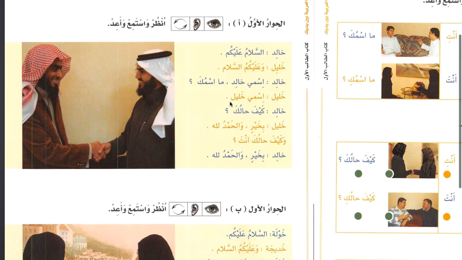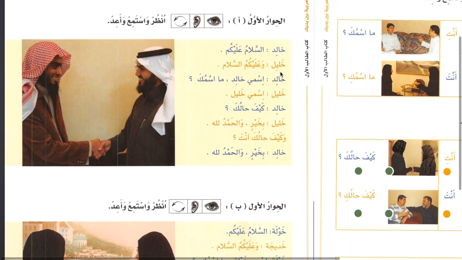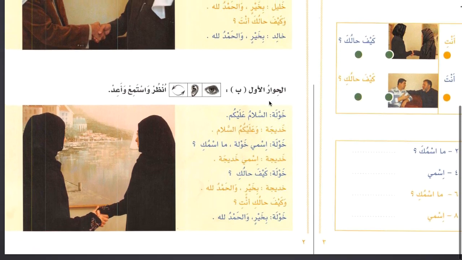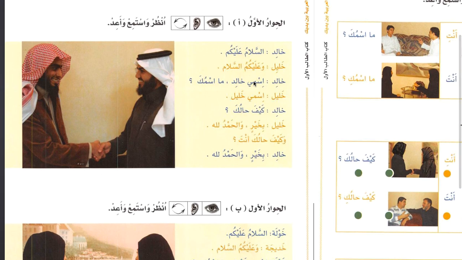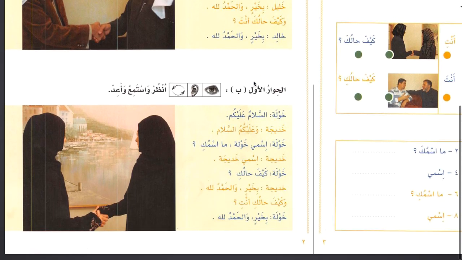This was a conversation, or hiwar, between Khalid and Khalil. In the next lesson, we would like to learn about hiwar between females. Is there any difference between male and female? Yes, in Arabic, we have a difference between males and females.